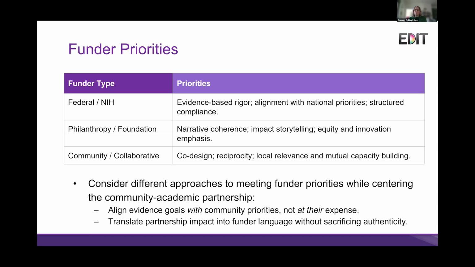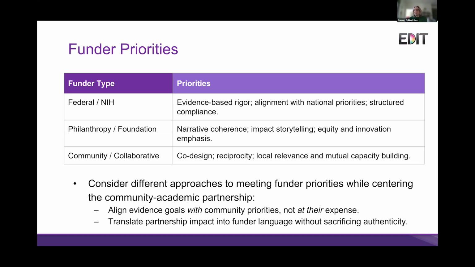Philanthropy or foundation funders are a lot more focused on a narrative. So is there coherence in the narrative that you're proposing? They are really interested in storytelling. So what impact is this going to have? How is it going to influence the community? And most foundations really have this dedication to equity and innovation, which is not always present or prioritized in some of the federal funding announcements.